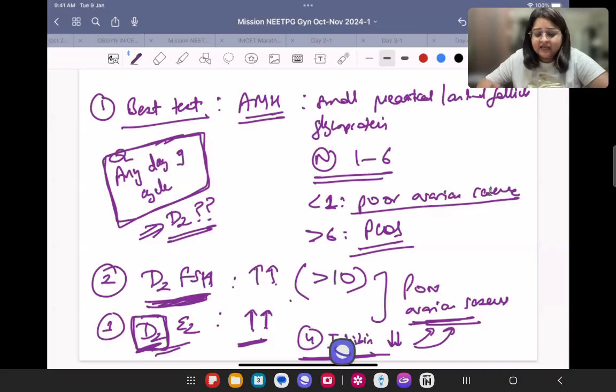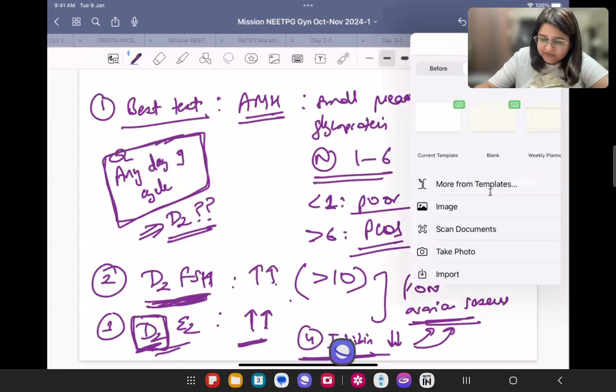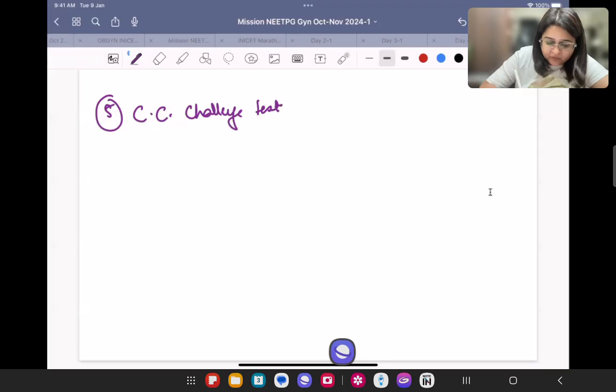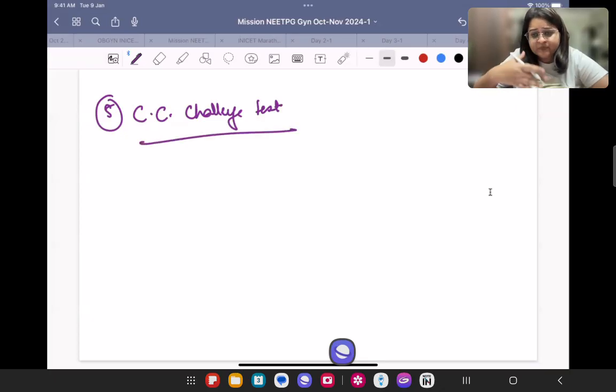Okay. So there is one more test you can just add here. It is no longer done. I'm just adding it here. Number 5, just to complete the list, is the clomiphene citrate challenge test, where what we do is we do FSH levels before and after giving clomiphene. Okay, so it's not done nowadays, but just to complete the list, in case it comes as a question: all are tests of ovarian reserve except.